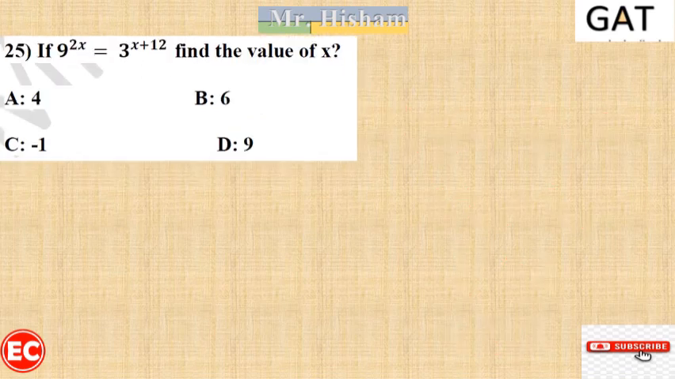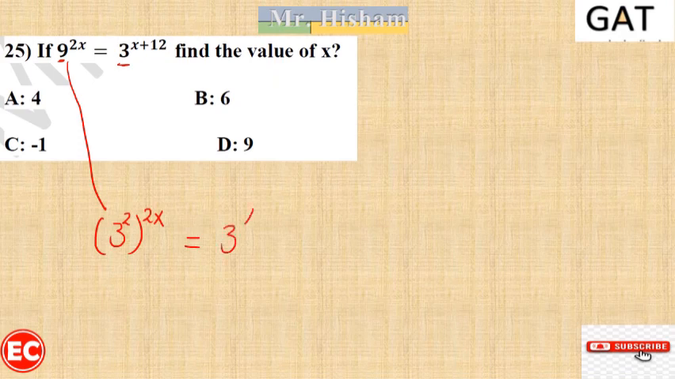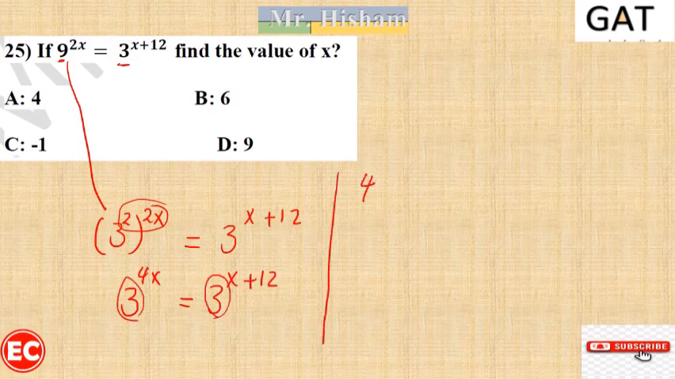Regarding question number 25, if 9 to the power of 2x is equal to 3 to the power of x plus 12, I can see clearly that the bases here are not the same. So I'm going to change this 9 to 3 to the power of 2. So 3 to the power of 2, all to the power of 2x, equals 3 to the power of x plus 12. Power to the power is multiplication, so 3 to the power of 4x is equal to 3 to the power of x plus 12. Now I have the same base, so I can say that the powers are equal.